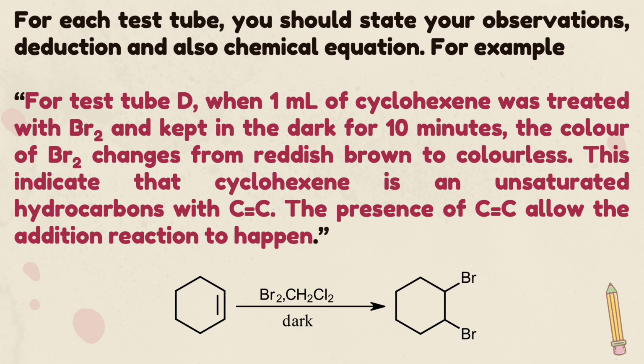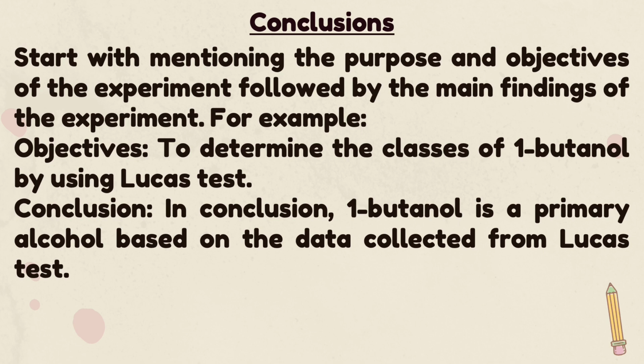Okay, dah buat discussion, and then we proceed to conclusion. Okay, conclusion ni awak kena relate balik dengan objektif. So for example, objective of the experiment ini untuk eksperimen lain, to determine the class of 1-butanol by using Lucas test. So conclusion itu macam saya cakap tadi, dia mesti relate balik dengan objektif. Objektif kita nak determine class of 1-butanol. So in conclusion, 1-butanol is the primary alcohol based on the data collected from Lucas test. That's how you write a conclusion.